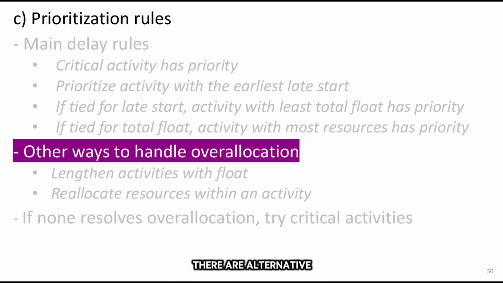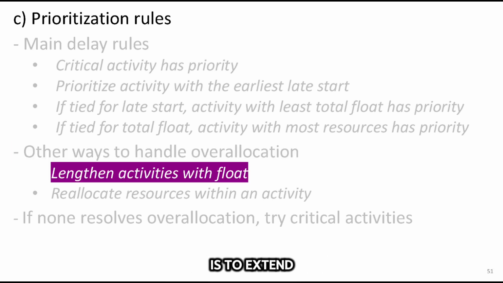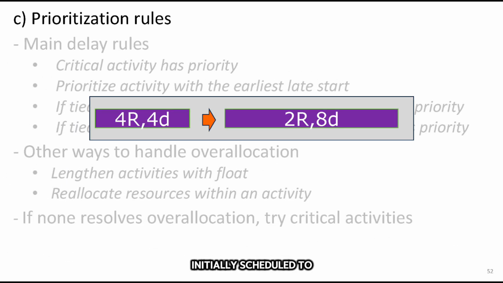Beyond these ranking rules, there are alternative ways to address over-allocation. One effective approach is to extend the duration of activities that have float, reducing the peak resource demand at any given time. For example, consider an activity initially scheduled to last 4 days with 4 workers assigned. The total workload for this task is calculated as 4 workers times 4 days, equaling 16 man-days. To lower the daily resource demand, we can extend the duration to 8 days. Since the total workload remains the same at 16 man-days, only 2 workers per day are needed to complete the task within this extended time frame.